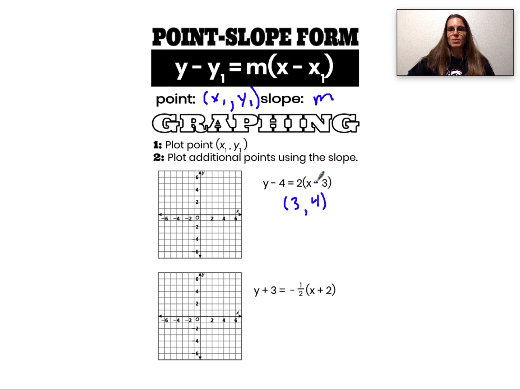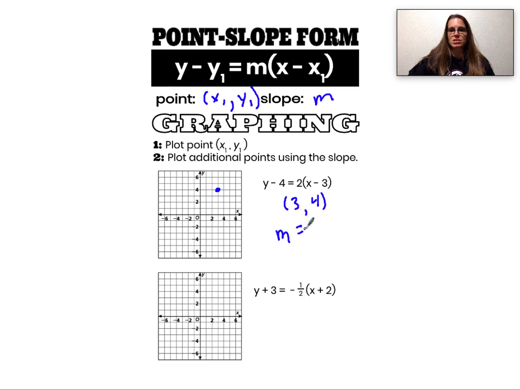So you just have to remember either that you're subtracting x1, subtracting y1, or the x is the opposite of what's inside here, the opposite of negative 3. Y is the opposite of negative 4. So first we plot that point, 3, 4. Next, we just plot additional points using our slope.